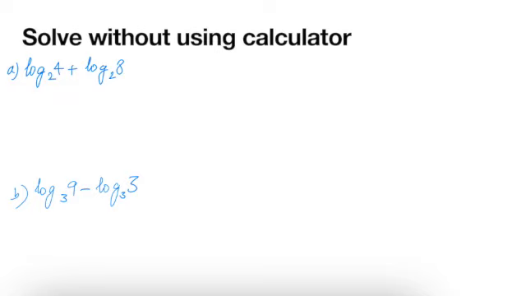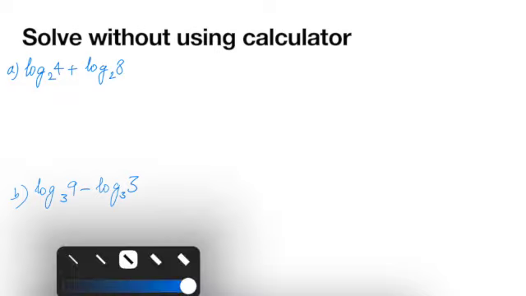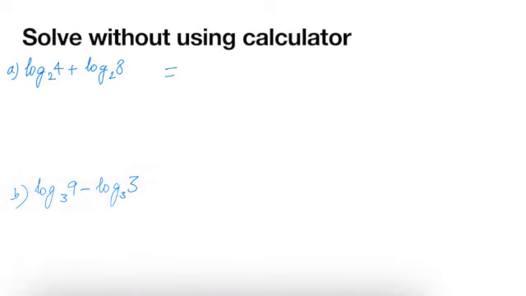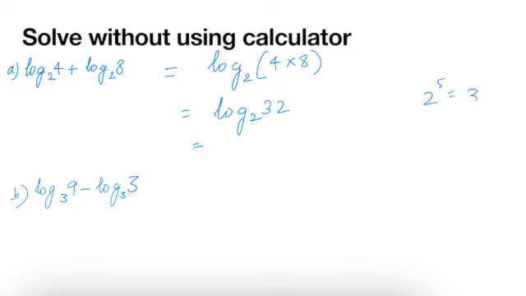Okay, so we have log 4 to the base 2 plus log 8 to the base 2. We can write this as log 4 into 8 to the base 2. So this becomes log 32 to the base 2. We know that 2 to the power 5 is equal to 32. The answer is 5. So very simple, right?